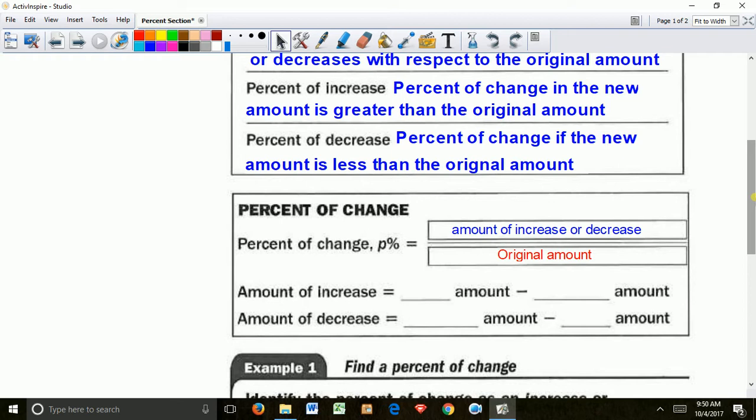If we're talking about the amount of increase, we take the new amount minus the original amount. And then for the amount of decrease, we take the original amount minus the new amount.